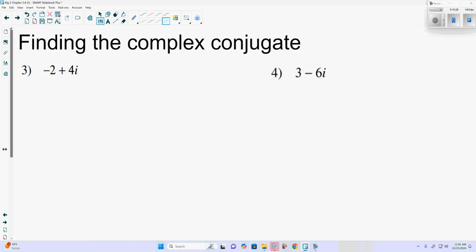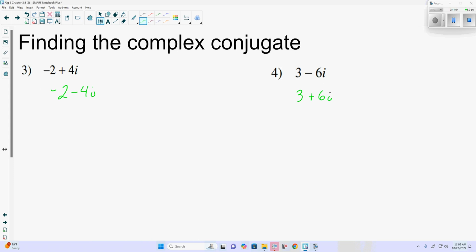I have a feeling at this point y'all have already done the rest of these here. Because the complex conjugate of negative 2 plus 4i is negative 2 minus 4i. 3 minus 6i is 3 plus 6i. So, homework, do we have to do the whole thing? If it asks for it, then I think the first few do. It asks you to find the complex conjugate and their product. It's asking for both. Yep.